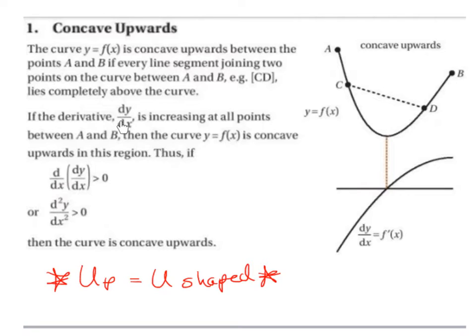If the derivative dy/dx is increasing at all points between A and B, then the curve y equals f of x is concave upwards in this region. So here we have the derivative f prime of x, and we can see that it is increasing. It's going upwards. Thus, if d squared y/dx squared is greater than 0, so if the second derivative is greater than 0, then the curve is concave upwards. So up is U-shaped.